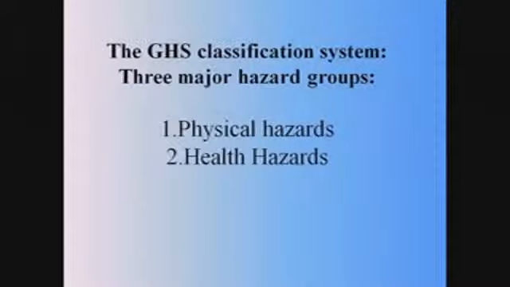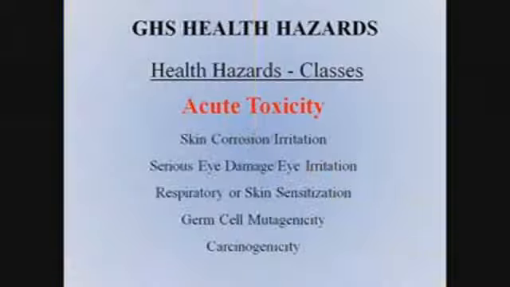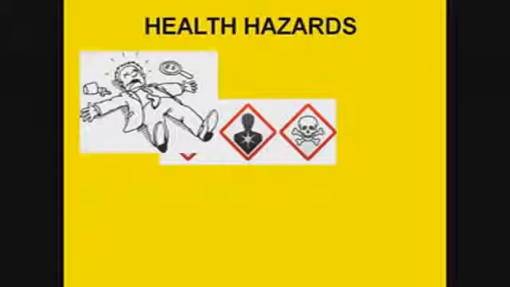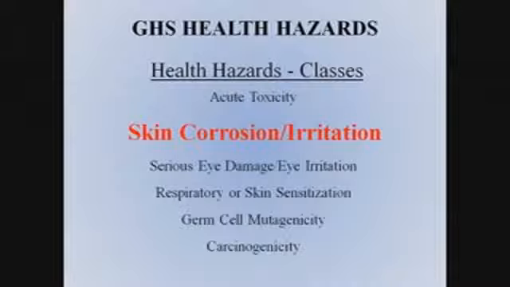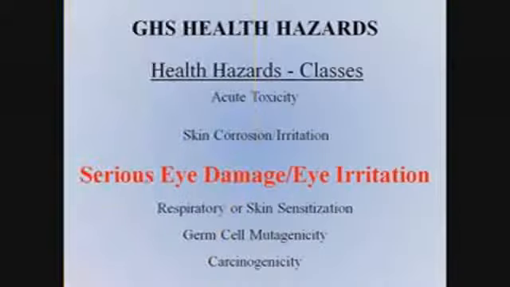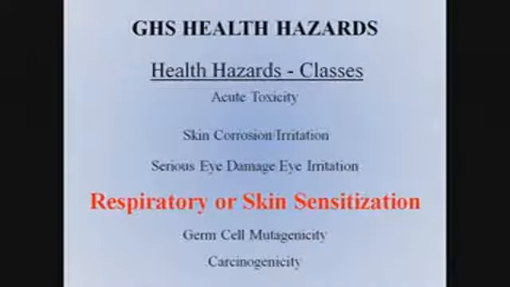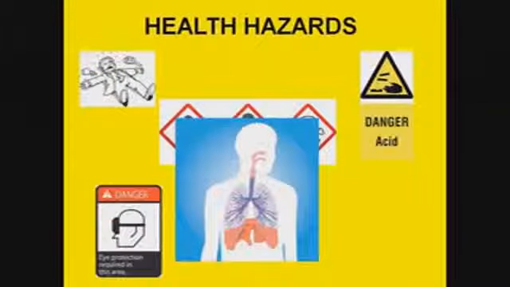The next major hazard group is health hazards. Examples of health hazards include acute toxicity. For example, hydrogen cyanide is a highly toxic substance. Acute exposure at relatively low doses can result in death. Skin corrosion or irritants can cause severe skin burns and/or eye damage. Another health hazard is serious eye damage or eye irritation, then respiratory or skin sensitization. Sensitizers can cause severe organ damage or major permanent functional changes in organ systems, for example, the lungs.